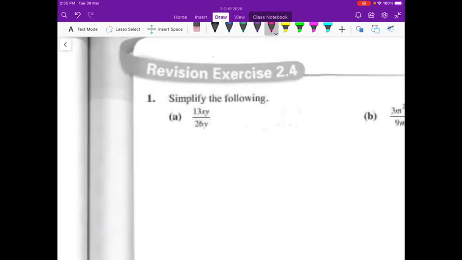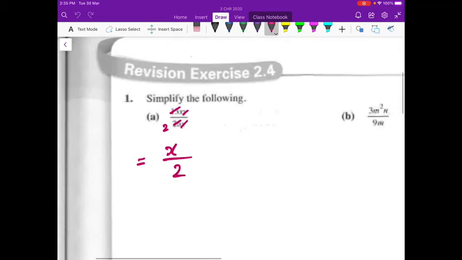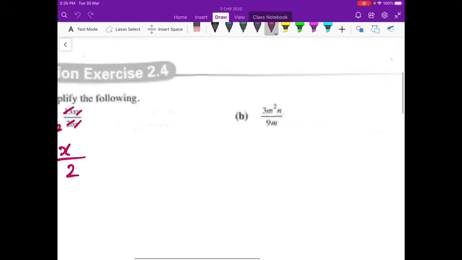Okay, simplify. 13xy over 26y. Is there anything to cancel? Okay, y and y can cancel. 13 and 26. So leaving us with x over 2. That's it. We got still y? No more y already. X over 2. Okay, part B. M and m squared. Any more? 9 and the 3. So we are left with mn over 3.